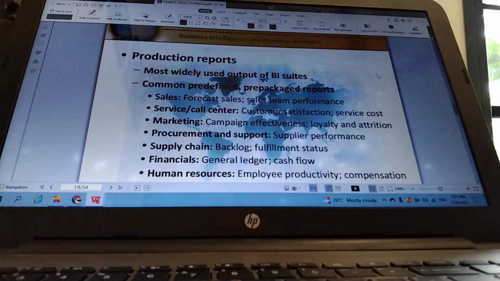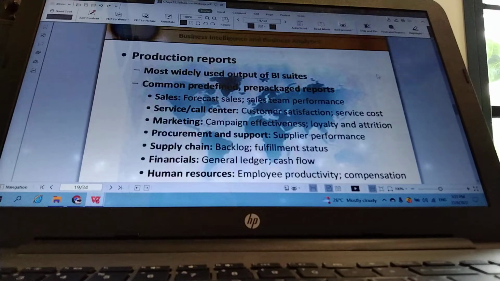Top product or top sales for the day, top sales product or related product for the month, for the week, and so on. Definitely the system has many features where you can customize your request based on the business need. Service call center will definitely be asking for reports related to customer satisfaction, service costs, and any other related types of report related to the service or call center.